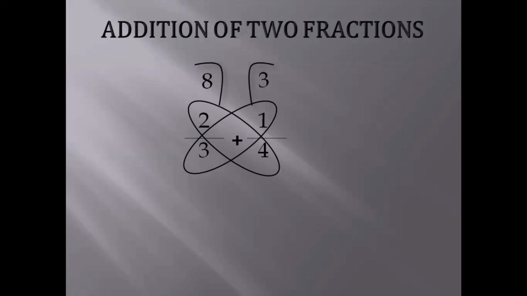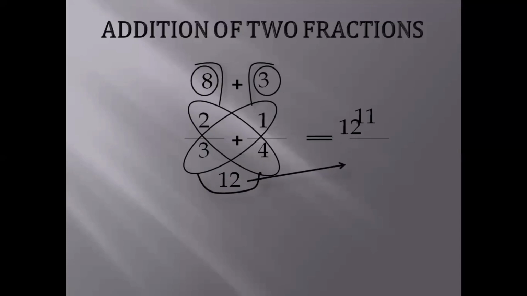Then take the middle symbol, that plus should be the middle. Then what you have to do is this 3 and 4 should multiply. The denominator 3 and 4 should multiply. 3 4s are 12. Now we have to take that 8 plus 3, that both should add. The answer will be 8 plus 3 is 11. Now this 12 should be taken as denominator. Then the answer will be 11 over 12.